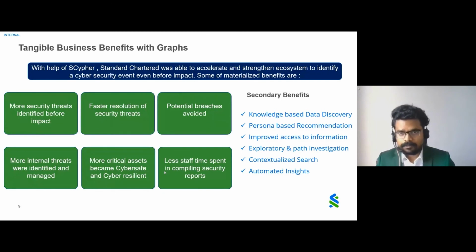So in order to do that, we completely use a knowledge graph. Access management can also potentially assess whether any toxic access has been involved in a particular access request. That can be identified at the very early stage, and we could prevent any kind of risk. And there are plenty of other things, like I mentioned: contextualized search, automated insights, and exploratory and path investigation.